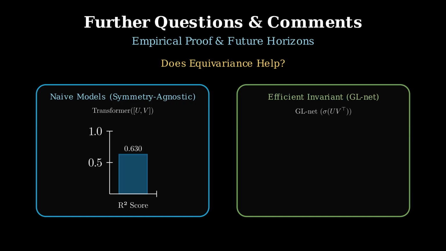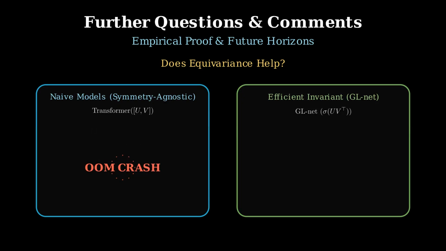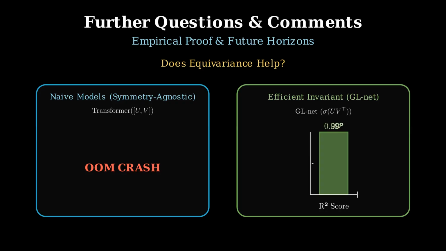Naive architectures that ignore parameter symmetries suffer from poor generalization accuracy. Worse, when scaling up to massive models like Llama, naive configurations completely run out of memory, collapsing entirely. In contrast, symmetry-aware methods like GLNet maintain absolute stability, achieving a near-perfect R-squared score of 0.998 while remaining highly efficient.